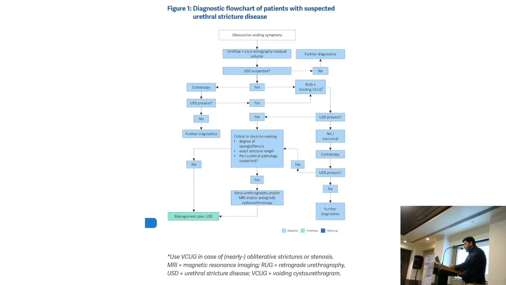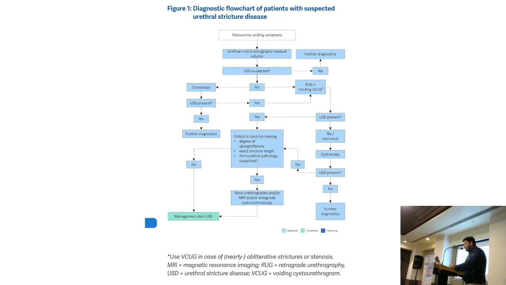This is the diagnostic flowchart of patients suspected of urethral stricture disease, by the EAU guideline. When a patient presents with voiding symptoms, generally we advise uroflowmetry with USG to look for post-void residue. And if a stricture pattern is seen or stricture disease is suspected, then we can advise the patient radiographic investigations like ASU or MCU.